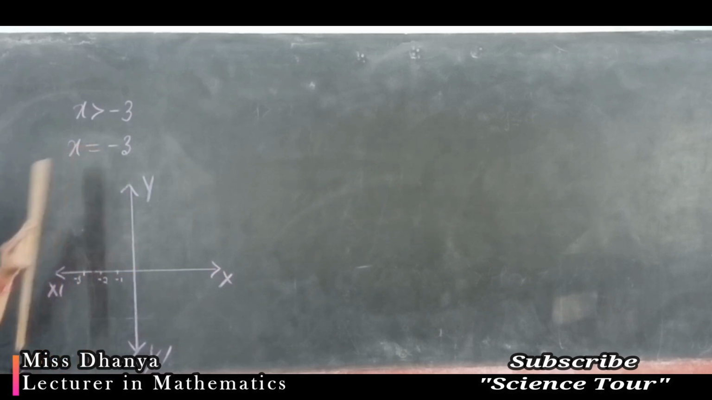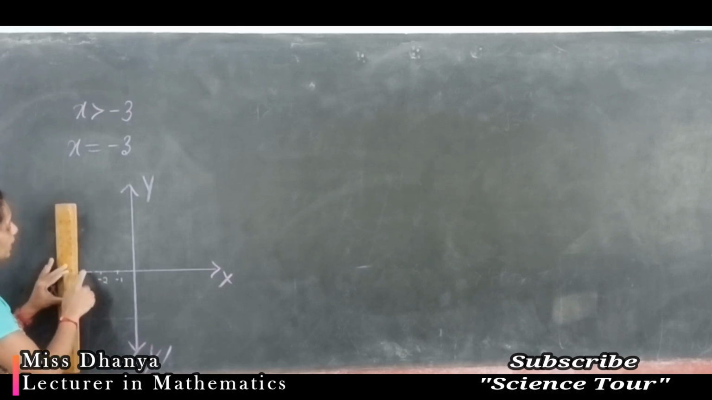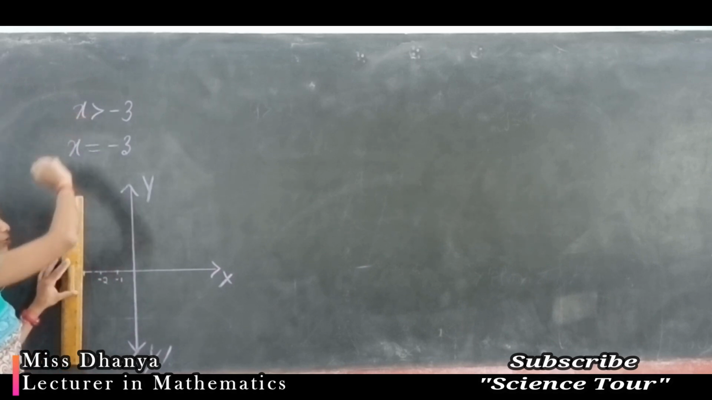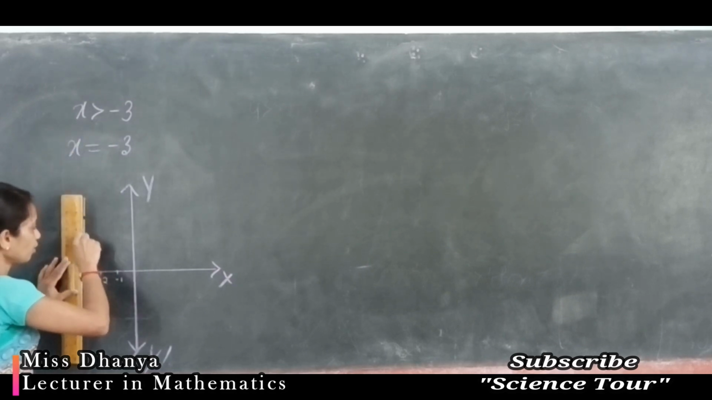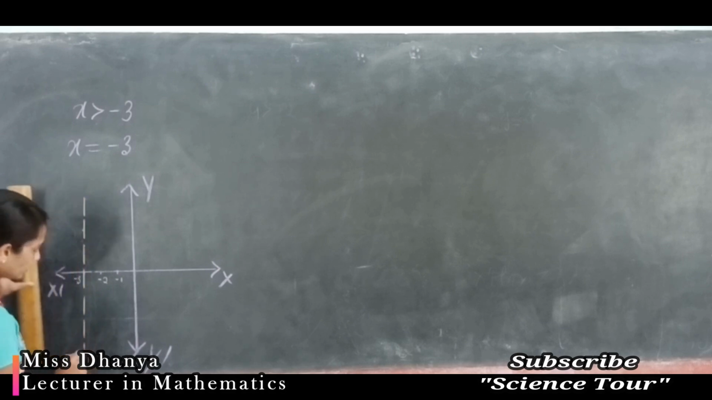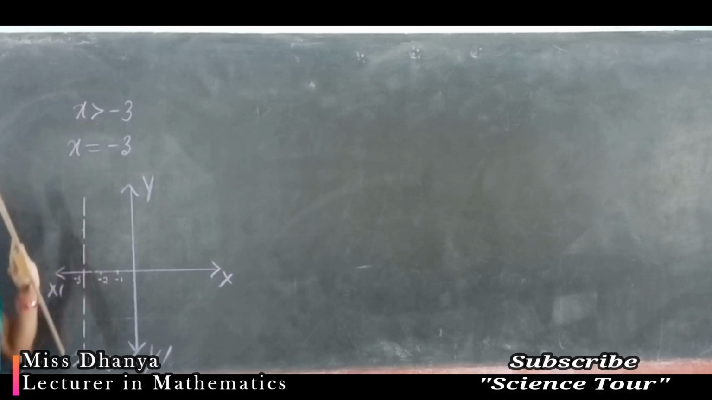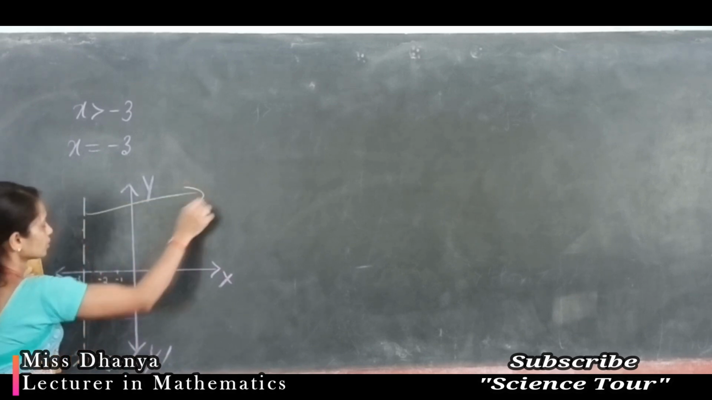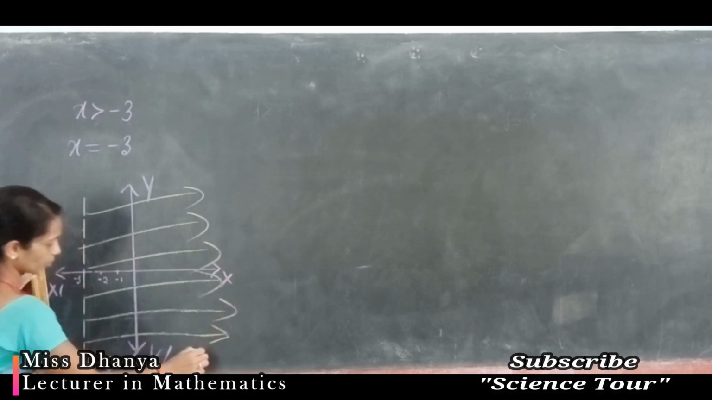What is x equal to minus 3? That is the vertical line passing through minus 3 on the x axis. So draw one vertical line, and that vertical line you have to draw as a broken vertical line. Why? Because you have a strict symbol. This vertical line equation is x equal to minus 3. Now x greater than minus 3 means the right side of x equal to minus 3. That part you have to shade. So that will be the solution region. So shade the right side of the x equal to minus 3 line.